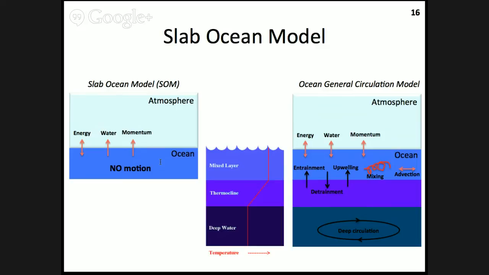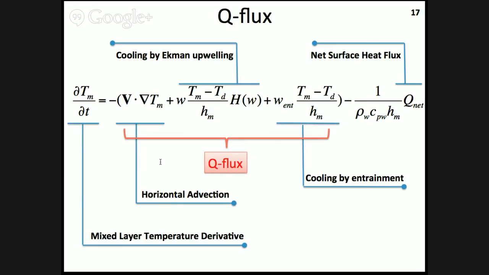But the water and momentum exchange is only one way, because the slab ocean doesn't lose or gain water or momentum, but the atmosphere is affected by the ocean. So you see that in this model, there's no ocean dynamics. So I can use this model to eliminate the ocean dynamics. And because the ocean dynamics is eliminated in the slab ocean model, there's a missing part in the model.